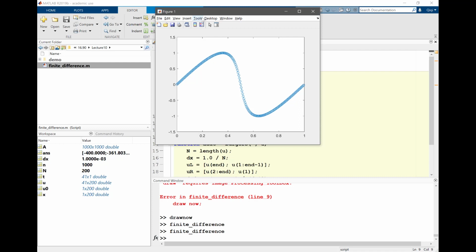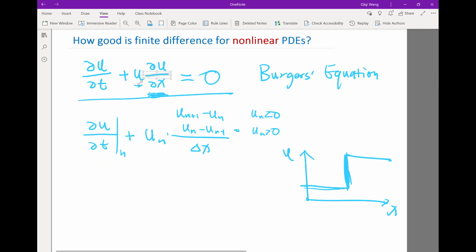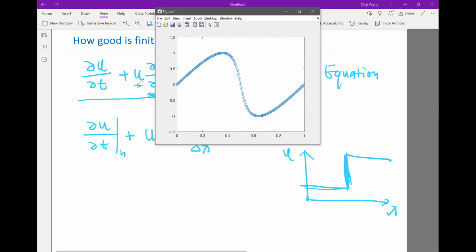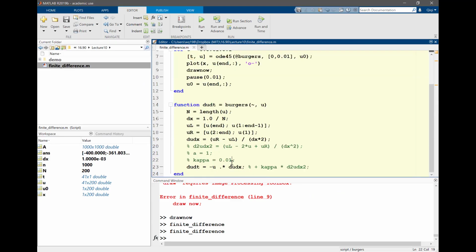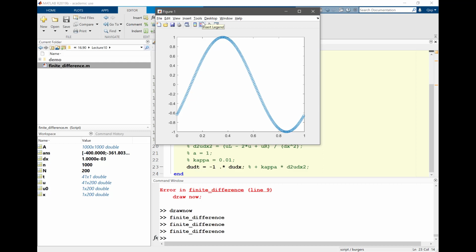Can anybody spot the similarity between this solution and the pure advection equation we have looked at before? Right, remember, if I replace the u here with a constant, let's say 1, what would the solution do? I mean, we can just see it, right? Instead of this, I put a 1 here. Let's run this again. Right? It just shifts towards the right.